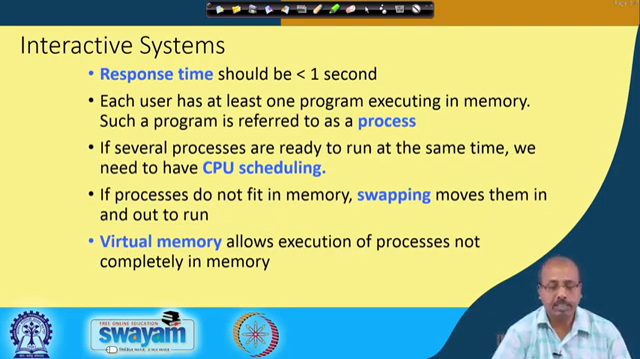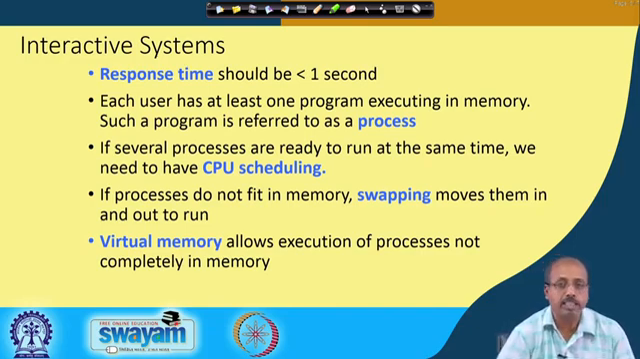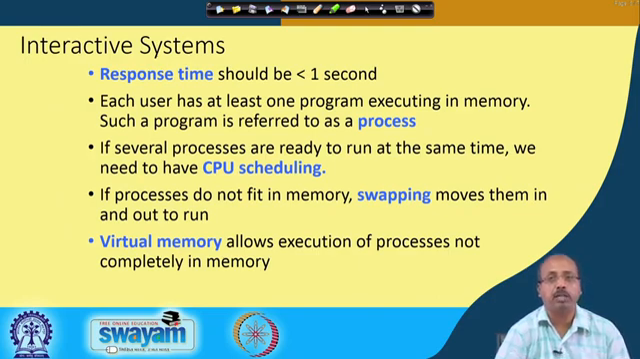But when the program has just started executing, if at the very beginning there is a welcome message to be flashed, and the user has written the program in such a fashion that it flashes some messages at the beginning, and if that message does not come immediately after the program has been started, we will say that the system is slow. So, the response time should be less than 1 second, and each user has at least one program executing in memory. Such a program, we will call it a process.